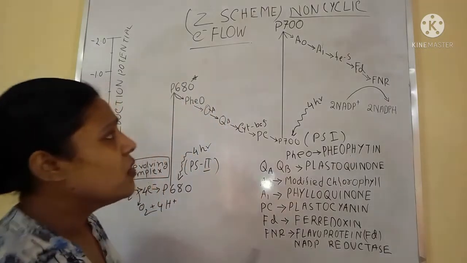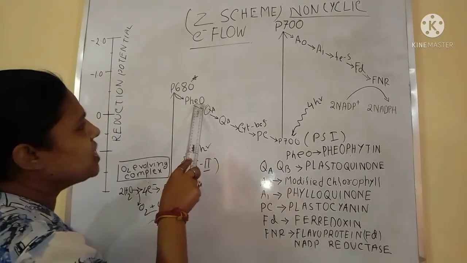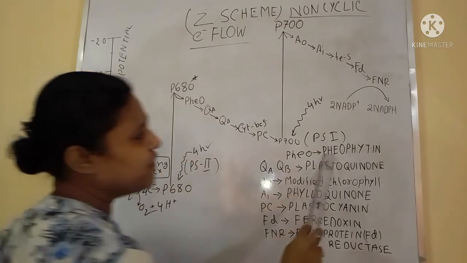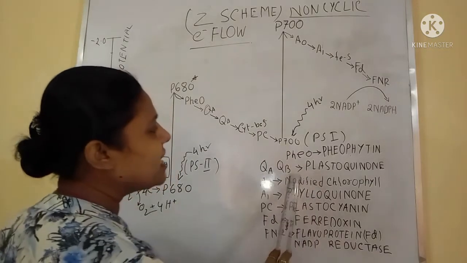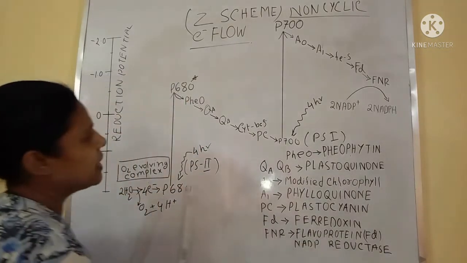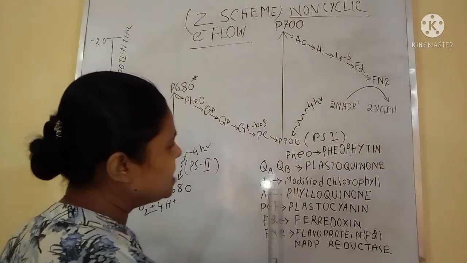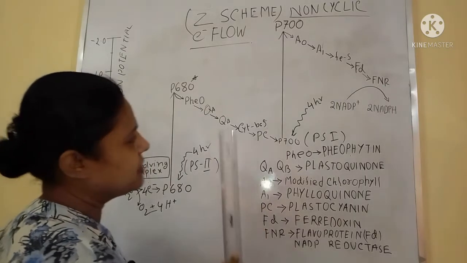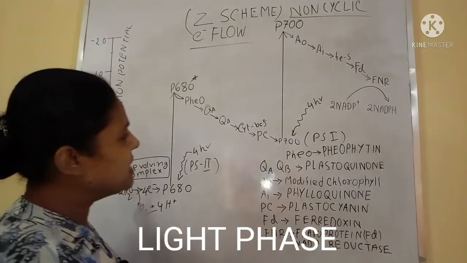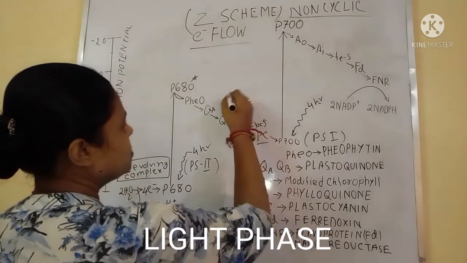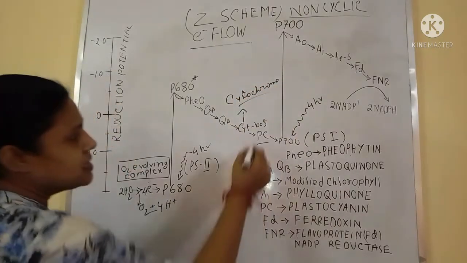First we understand what is involved here. PHEO means pheophytin. QA and QB both are plastoquinone. And this is cytochrome B6, cytochrome B6F. Okay, and this is the PC.